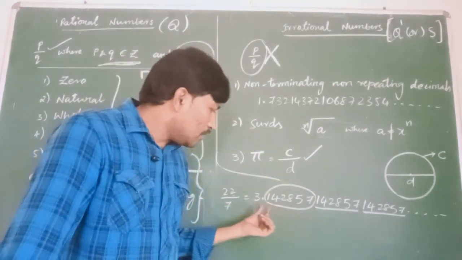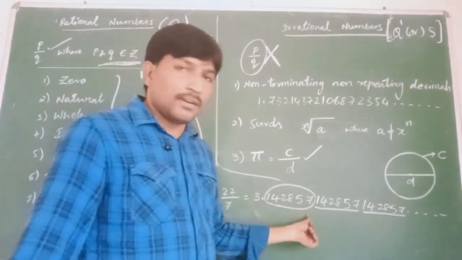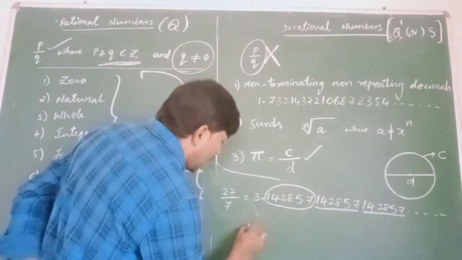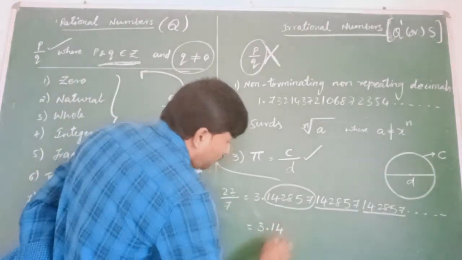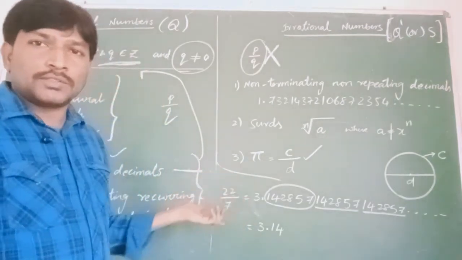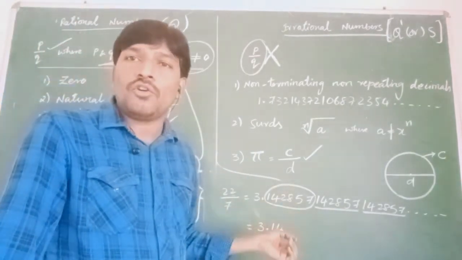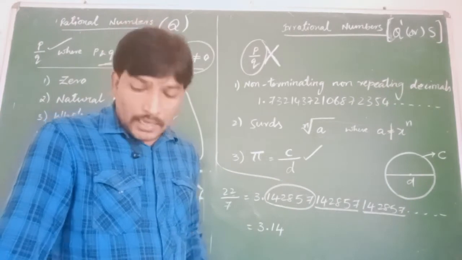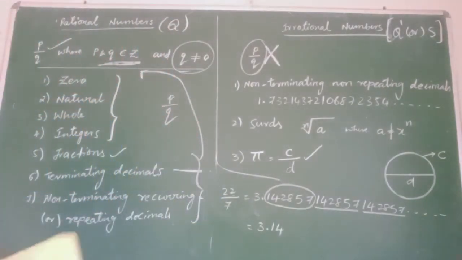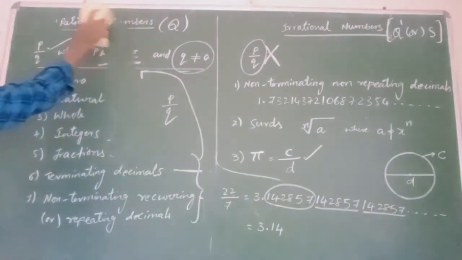So this value 3.142857, as it is repeating continuously, shortly we are taking this value as 3.14. Just two places of decimals we are taking, and sometimes we'll use the value of pi as 3.14 also. Right, I think it's very clear to you, this is the difference between rational and irrational numbers. Next, we have a few terms. So let's go for the terms.